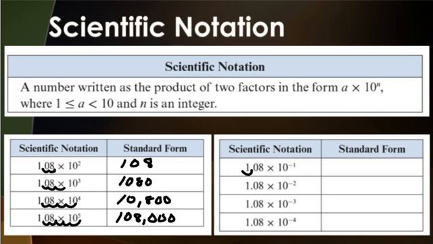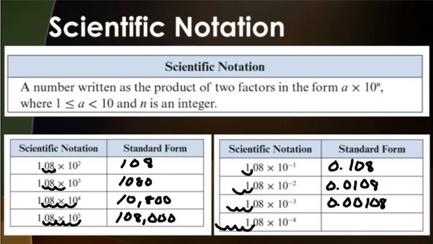So we move it to the left 1 place, so it would be 0.108. 2 places to the left, it would be 0.0108. 3 places, 1, 2, 3, would be 0.00108. And to the negative fourth, 1, 2, 3, 4, so we get 0.000108. So with the negatives, you're always adding a 0 for each place in front of your number, making the decimal smaller and smaller.